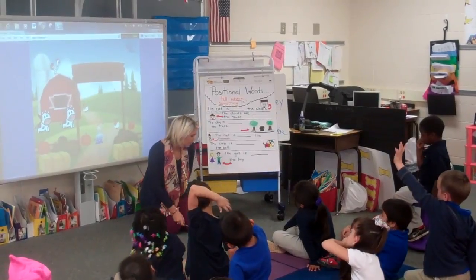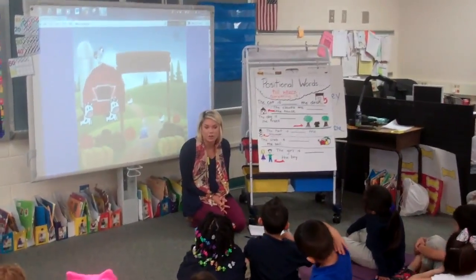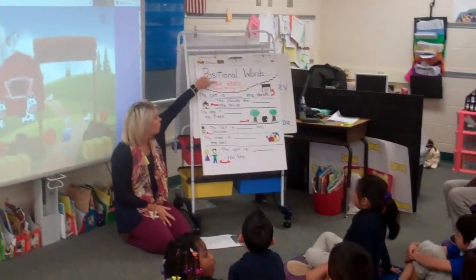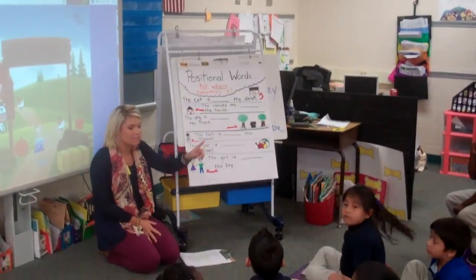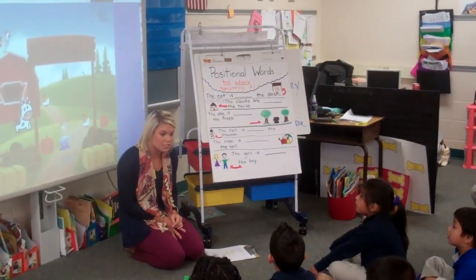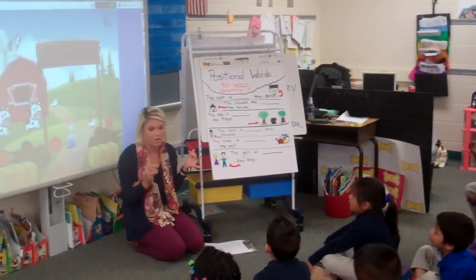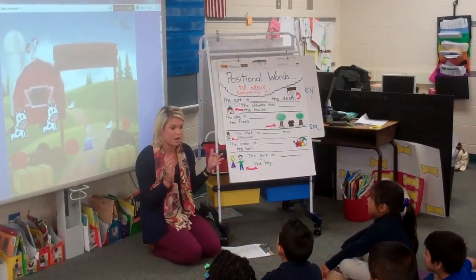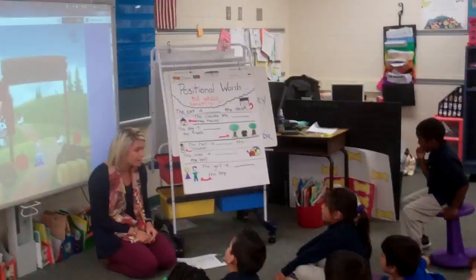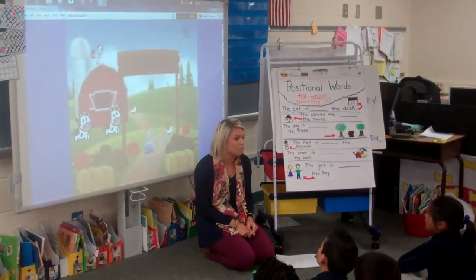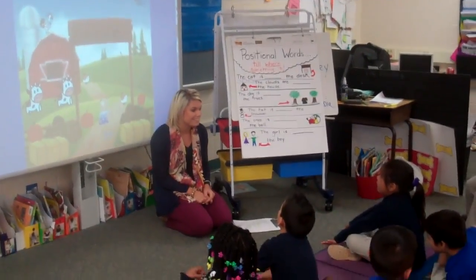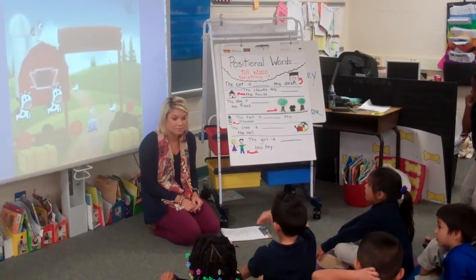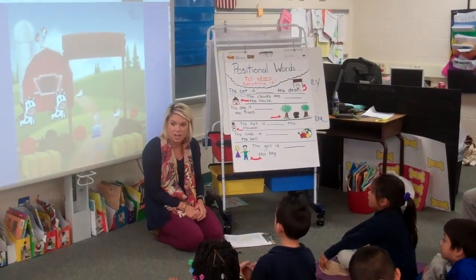Okay, so guys, we're going to learn about positional words today, and these are things that tell where something is, okay? So Rosie went over the beehive. She went through the fence. She went across the yard. And back to this house. And right back in time for dinner, right, Justin? And over the hay. Good job.